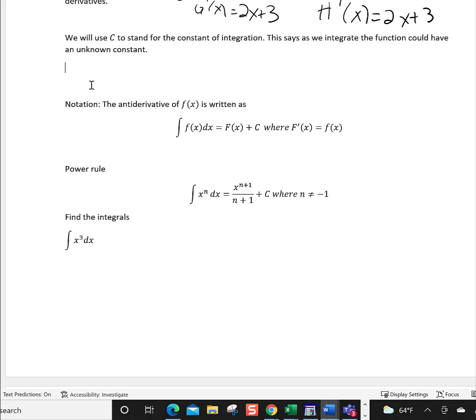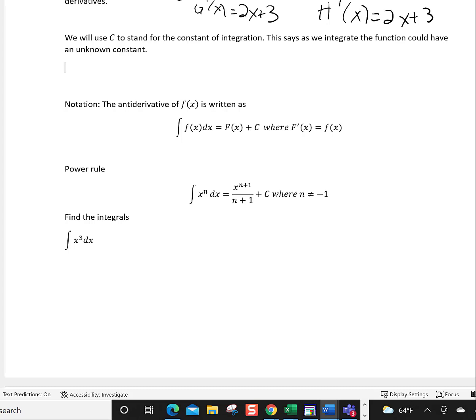So let's look at some notation. The antiderivative of lowercase f of x is written with this curly sign, which is our integral sign. So I have the integral of f of x dx is equal to capital F of x plus C. We're saying when I take the antiderivative of the little f of x, I get to the big F of x. Here's our note that we started with: when I take the derivative of capital F of x, I get lowercase f of x. This will get better as we go. It's new at first, so it takes a little while to get used to.